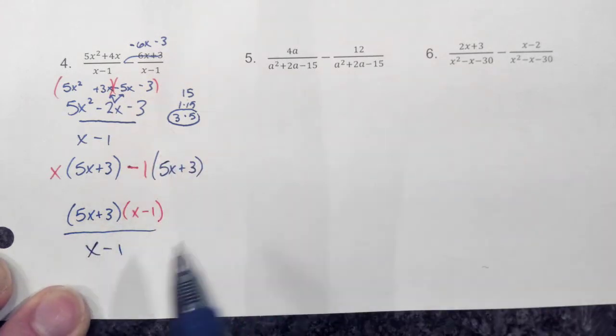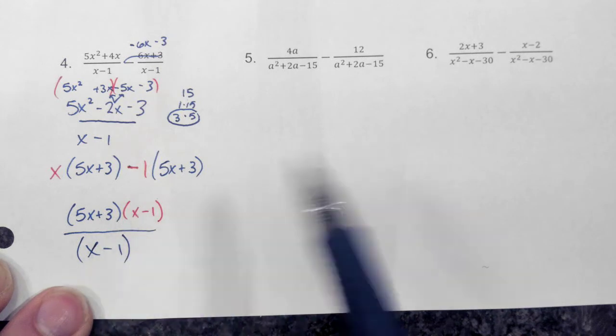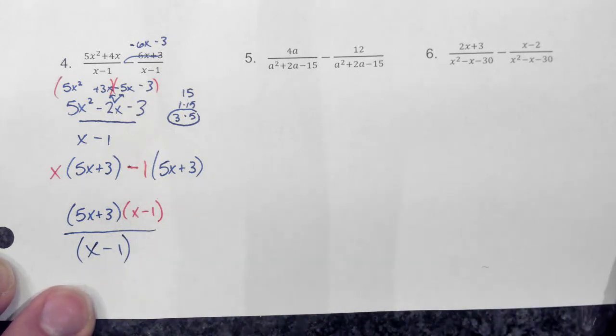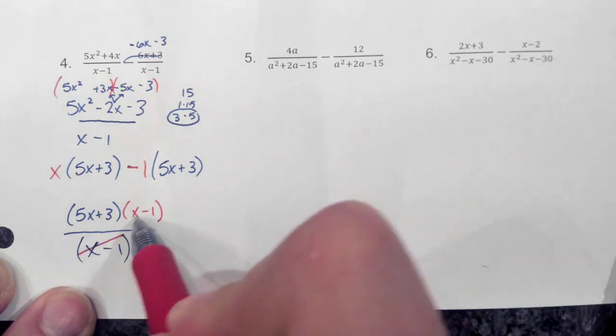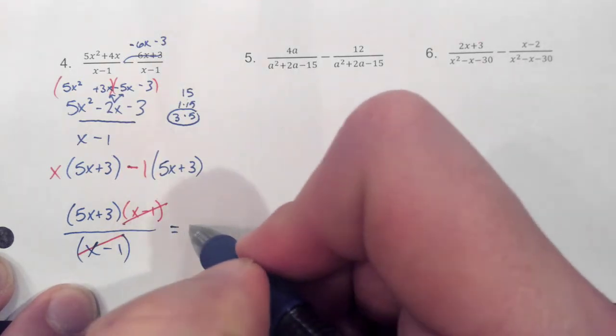And maybe I'll even put it in parentheses this time. Now we see that those x minus 1's definitely match. They're exactly the same. So they cancel each other out, leaving us with an answer of 5x plus 3.